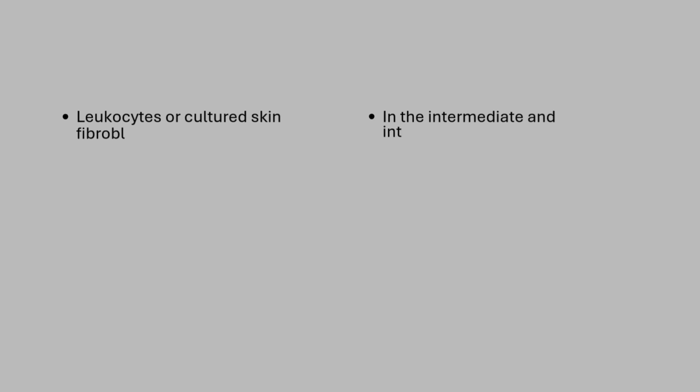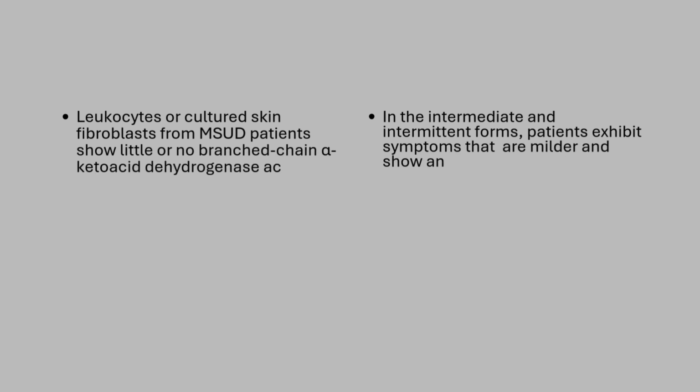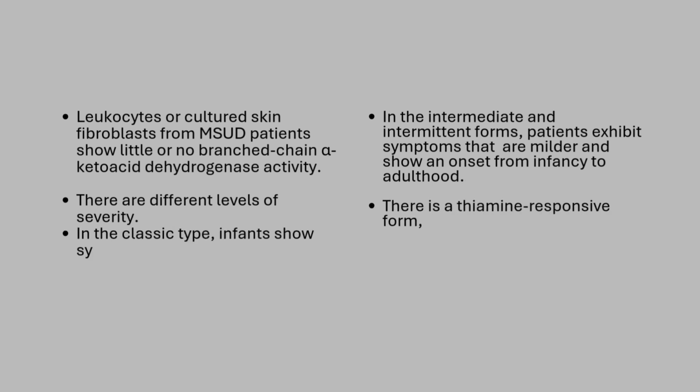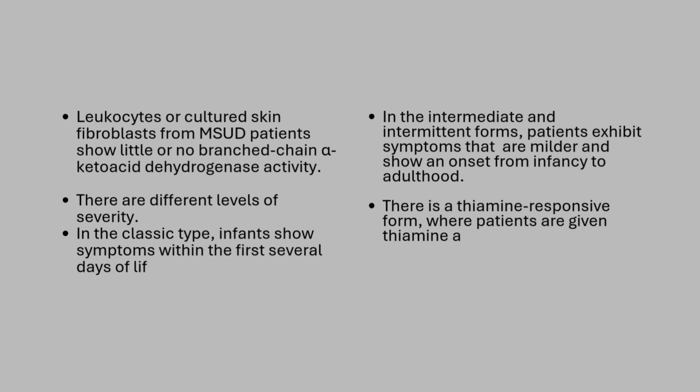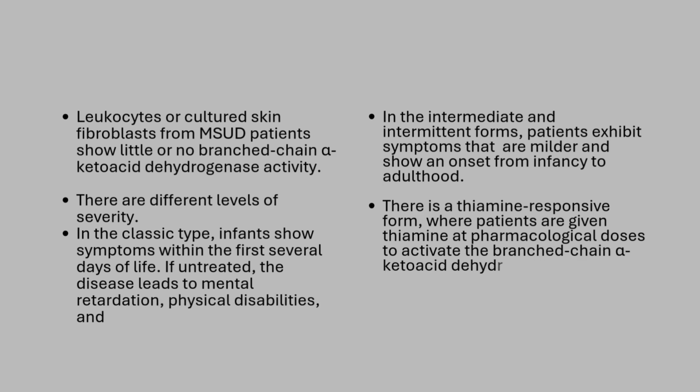Leukocytes or cultured skin fibroblasts from MSUD patients show little or no branched-chain alpha-keto acid dehydrogenase activity. There are different levels of severity. In the classic type, infants show symptoms within the first several days of life. If untreated, the disease leads to mental retardation, physical disabilities, and death. In the intermediate and intermittent forms, patients exhibit symptoms that are milder and show an onset from infancy to adulthood. There is a thiamine-responsive form, where patients are given thiamine at pharmacological doses to activate the branched-chain alpha-keto acid dehydrogenase.